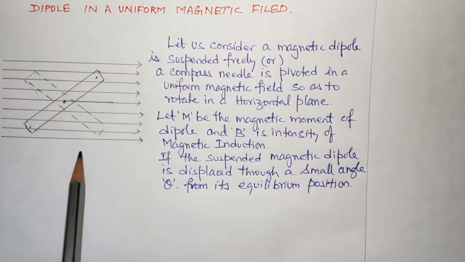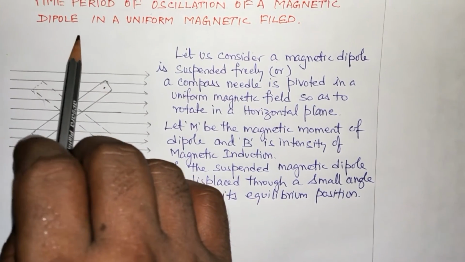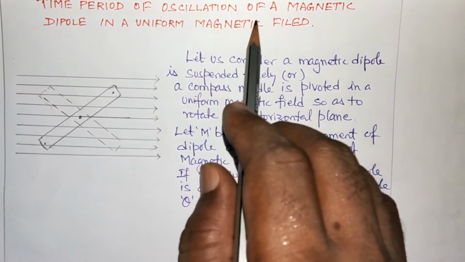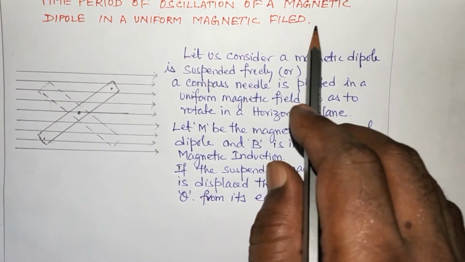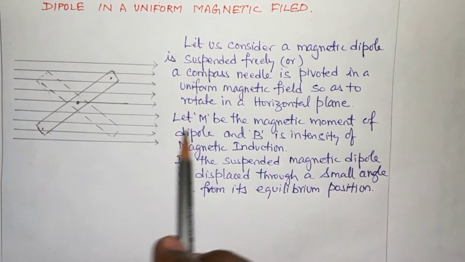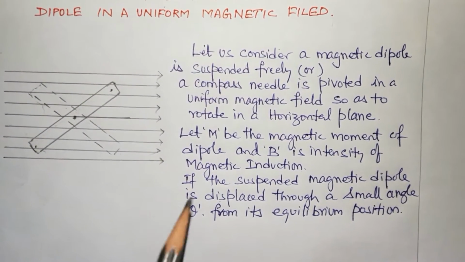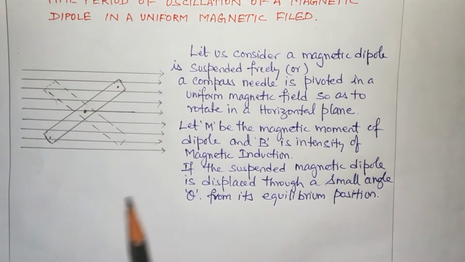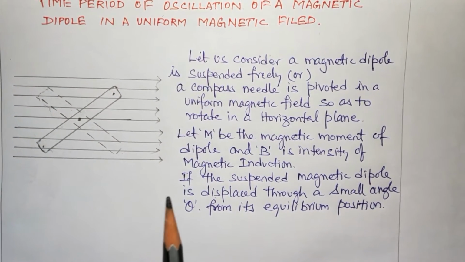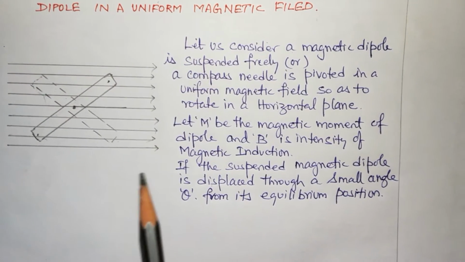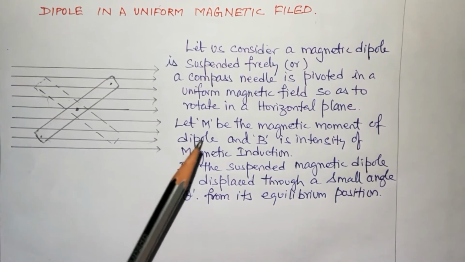Yes, ma'am. Our next topic is to derive a formula to measure the time period of oscillation of a magnetic dipole placed in a uniform magnetic field. We know what a time period is. What is a time period? The time taken for one to and fro motion of an object, or for one oscillation, is called the time period. So what happens when a magnetic compass is placed in a uniform magnetic field?